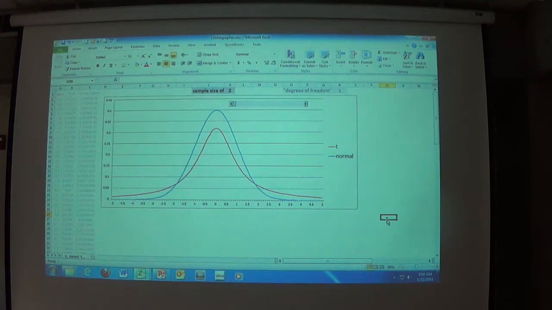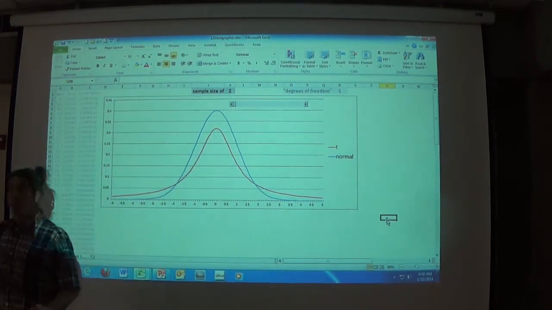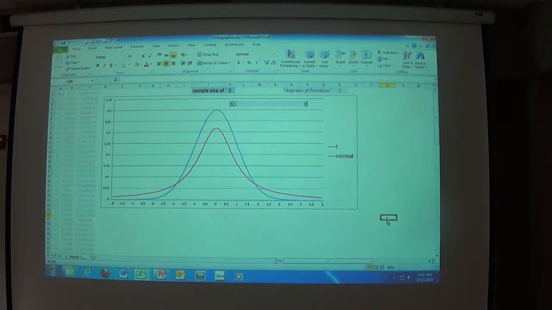It has the same center. Thank you, Laura. They're both centered on the 0. That was key because we want symmetry. But we want symmetry around a not positive, not negative, but 0 value, because then we can do symmetric pluses and minuses from that.